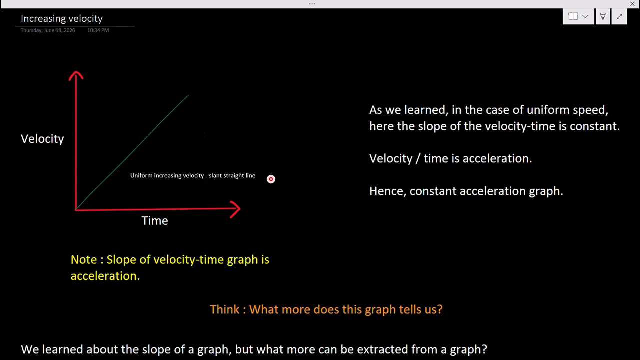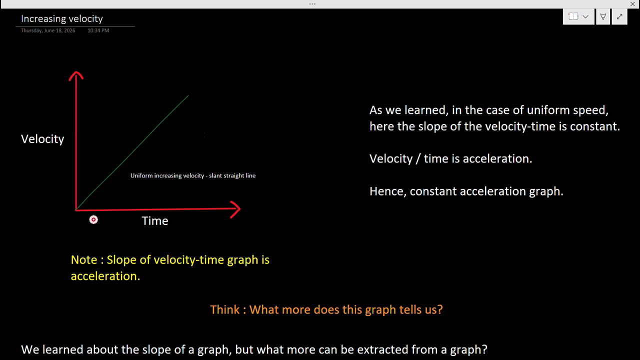Okay, so as we learned in the case of uniform speed, here the slope of the velocity-time graph is constant. The speed is increasing uniformly. It means that against time, the slope of the velocity-time graph should be constant. That's why it's a straight slant line.